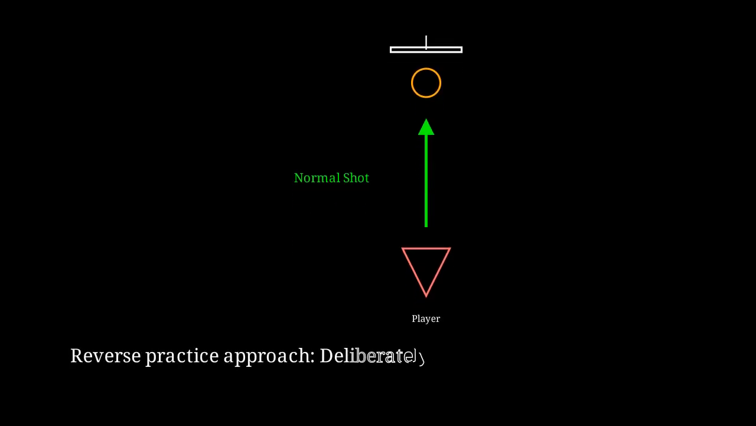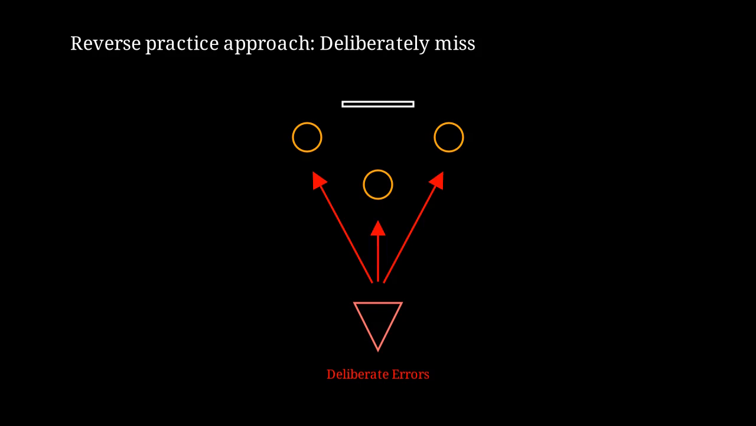Now with reverse practice, you would deliberately practice missing. Shoot too far left, too far right, too short, too long. By experiencing what it feels like to miss in different ways, your motor system builds a more complete map of the error space surrounding the correct movement. Research on reverse practice in basketball has shown improvements of 20 to 30% in free throw accuracy compared to traditional practice alone.